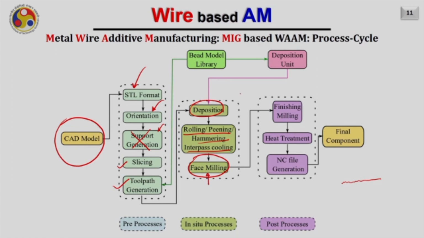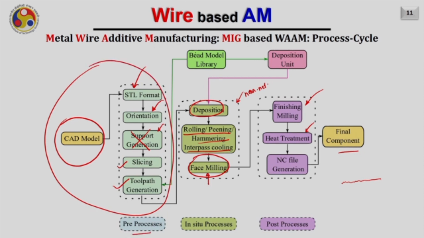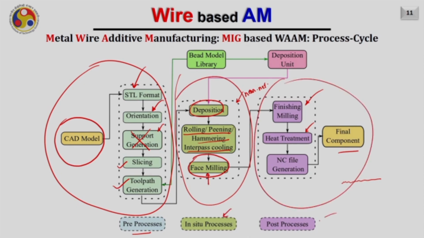Then finally, from this process we generate a near net shape, and that near net shape is then transferred to a milling machine, where further milling operation can be performed to obtain the final desired surface finish. If required, we also do some heat treatment, and then finally we generate the component. This operation falls into the category of pre-processing. This operation falls into the category of in situ processes, and these operations fall into the category of post-processing of wire arc additive manufacturing.